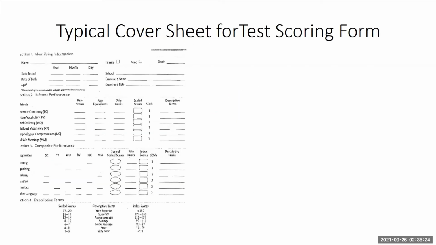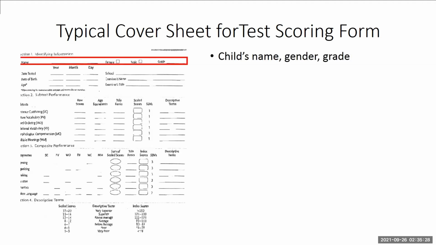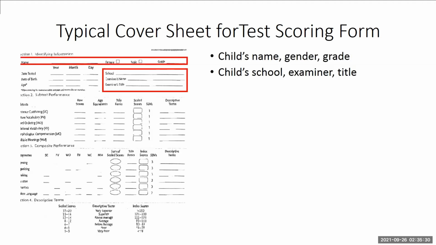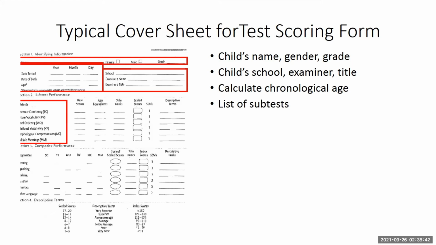This is a typical cover sheet for a test scoring form. Fill in the child's name, gender, and grade. Then record the child's school, examiner, and examiner's title, such as graduate student. Next, calculate the child's chronological age, as shown on the next slide. The form provides a list of subtests assessed.